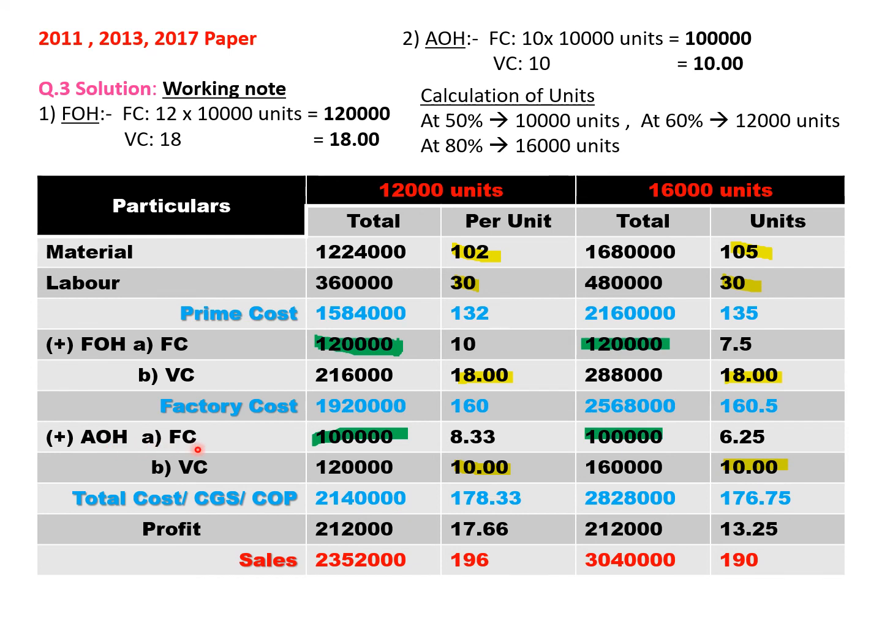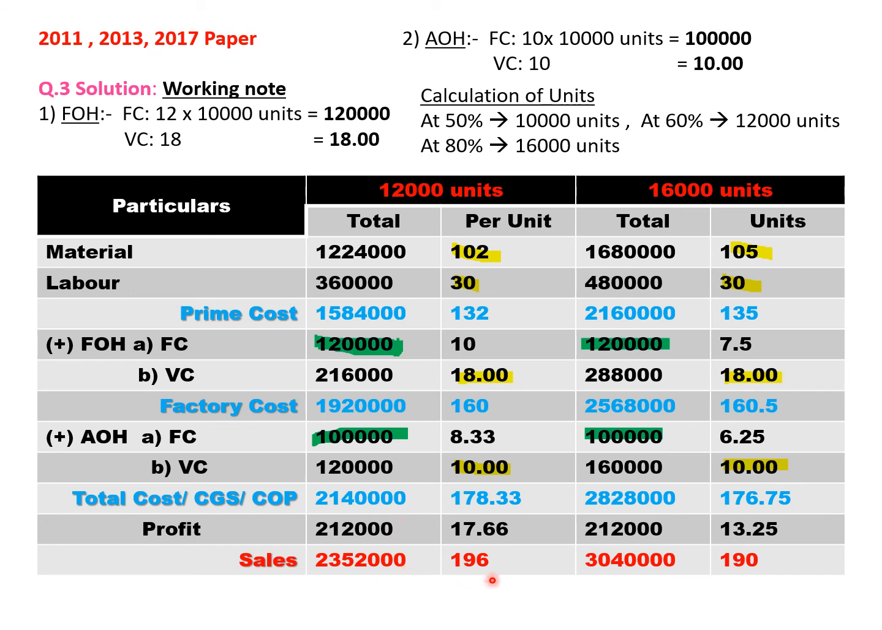Add administration overhead fixed, working note number 2. 1 lakh at 12,000, 1 lakh at 16,000, because it will remain fixed. 1 lakh divided by 12,000 is 8.33. 1 lakh divided by 16,000 is 6.25. Then variable cost 10 rupees into 12,000 you get 1,20,000. 10 rupees into 16,000 is 1,60,000. If you total, you get cost of production. The same can be called cost of goods sold, or total cost. Then keep the profit pending.